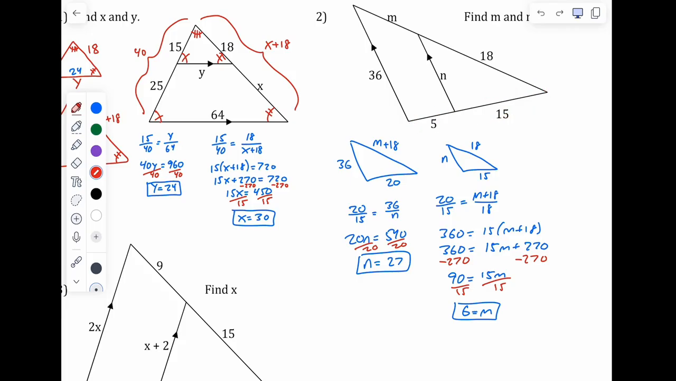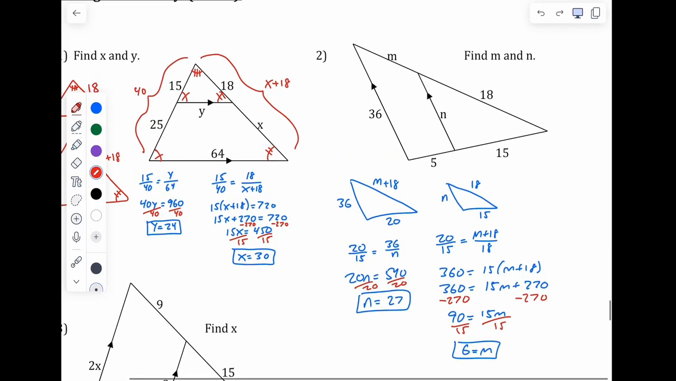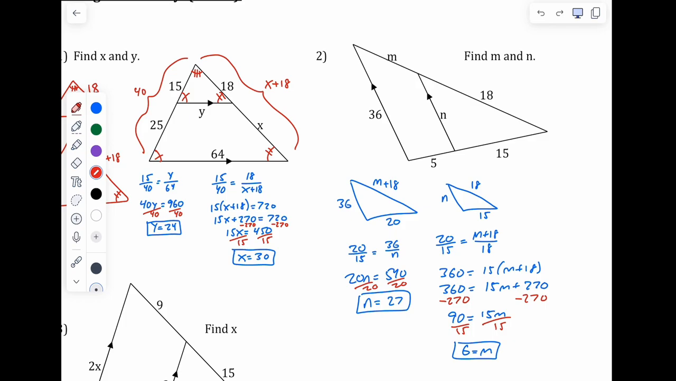Yes? Could you find M by doing 18 over 15 times 5? Yeah. So, okay. I think I know what you're doing here. You're kind of looking at these ones, right? Yeah. And so these ones, this 5 and this M, are not part of triangles. But you see how this is a divide by 3? And if you divide by 3, you do get 6, and it is 6.